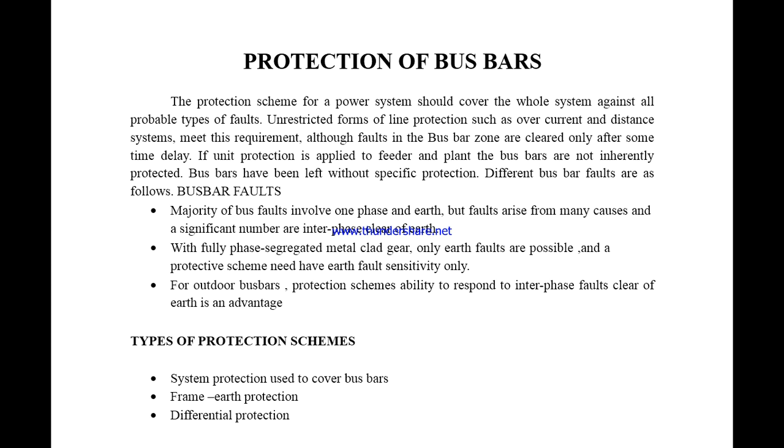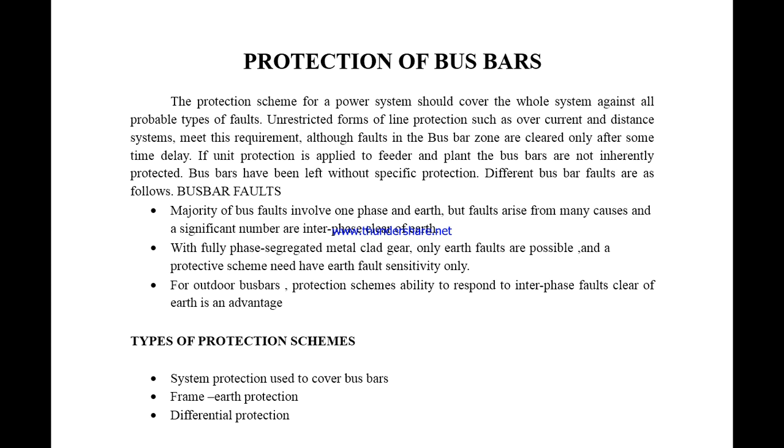Although faults in the busbar zone are cleared only after some time delay, unrestricted forms of line protection such as overcurrent and distance systems meet this requirement. If unit protection is applied to feeder and plant, the busbars are not inherently protected. Busbars have been left without specific protection.